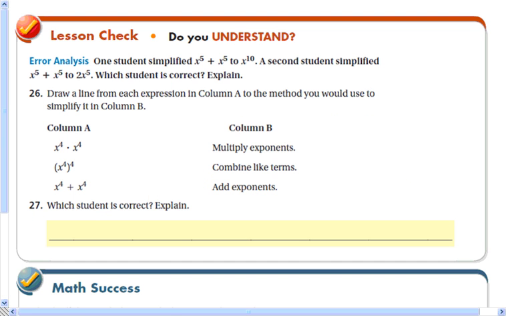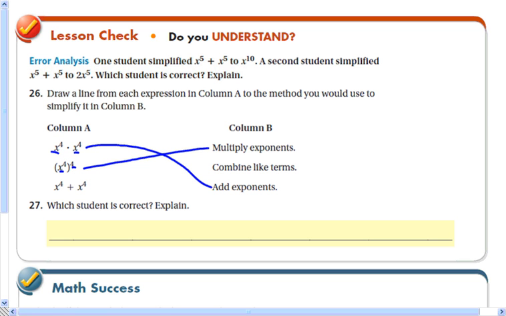All right, lesson check. Error analysis: one student simplified x to the fourth times x to the fourth as x to the 16th. The second student simplified x to the fourth plus x to the fourth as 2x to the fourth. Which student is correct? Explain. Well, when we do x to the fourth times x to the fourth, when we have the same base, what we want to know is how many total times we are multiplying by the base x. So that means we need to add the exponents. When we do a power to a power, that means the base is x to the fourth now, and we're going to multiply that by itself 4 times. So we're going to have 4 times 4 times the base of x.